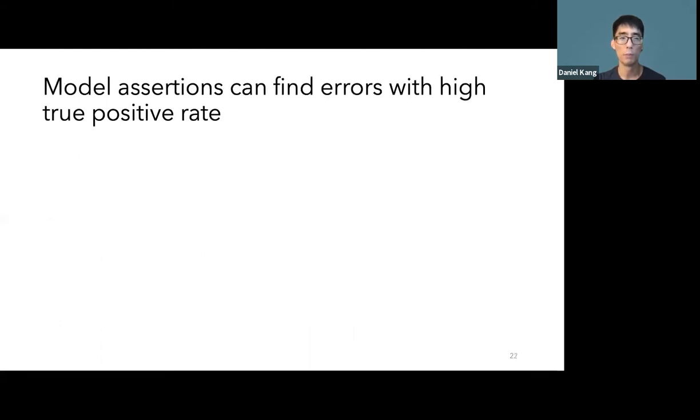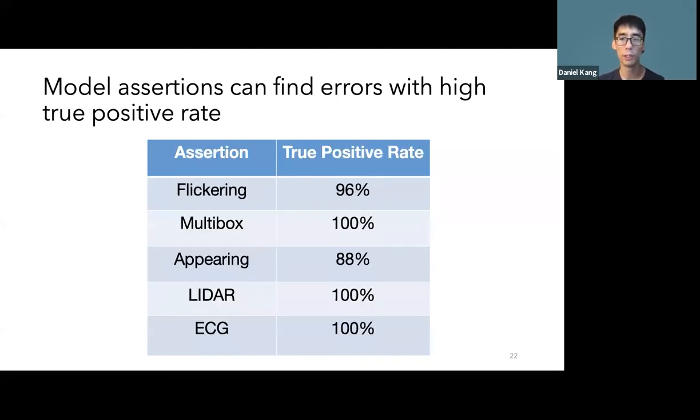The first thing we show is that model assertions can find errors with high true positive rate, where here the true positive rate is if the model assertion flagged the data point, whether or not that data point actually contained an error. The first 3 assertions were deployed on the video analytics use case, and the next 2 were deployed on the self-driving car and ECG dataset respectively. And as we can see here, the true positive rate across all 5 assertions we deployed here was at least 88%, meaning that the model assertions can be deployed not only with few lines of code, but also with high true positive rate. In other words, it finds errors with high precision.